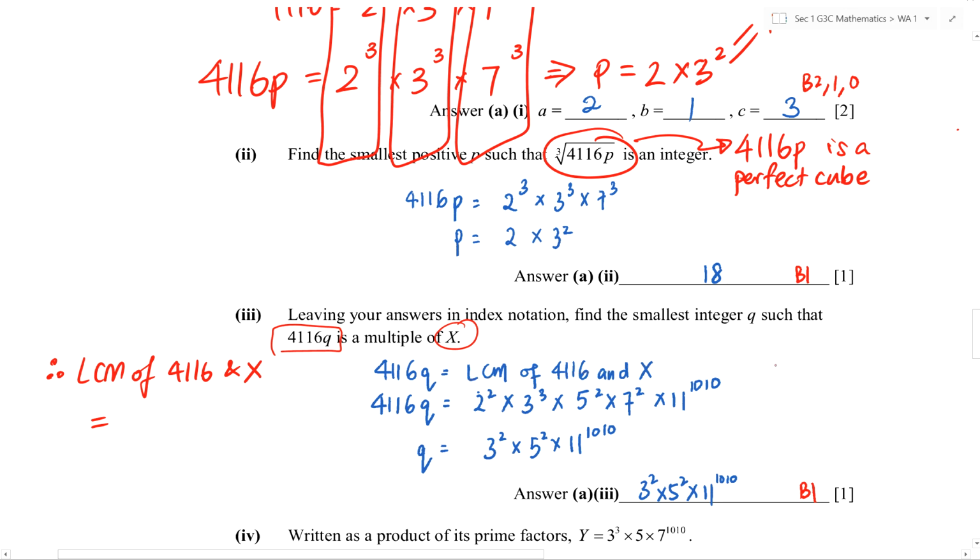Once we have the LCM of 4116 and x, we compare this with our 4116. So earlier on we said that 4116 is equal to 2 power 2 times 3 times 7 power 3. Compare. 2 power 2 is there already. Let's compare the 3's. Oh, 4116 only has 1 3. So what does that tell us about q? Another 2 of them.